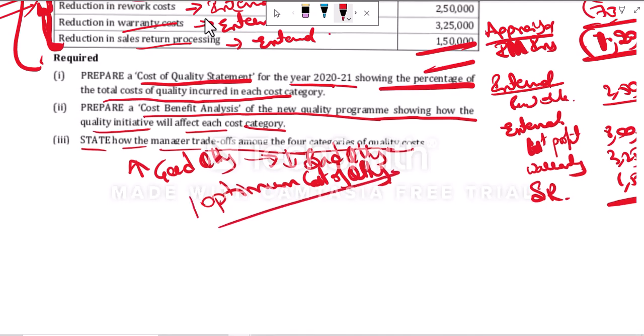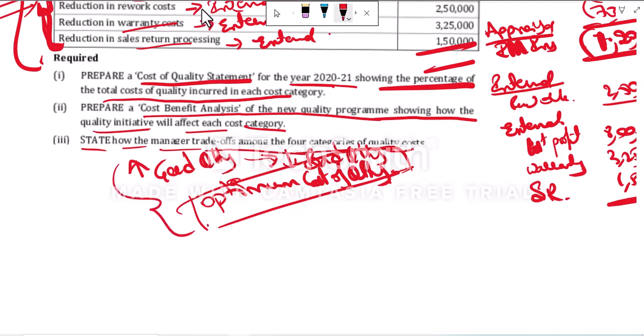We have to write some information about everything, prevention, appraisal, and what are the costs in that, how they will reduce that, and all that information, whatever we know about the cost of quality. Later on we can conclude with these 2 points.